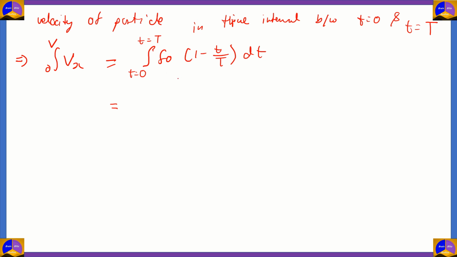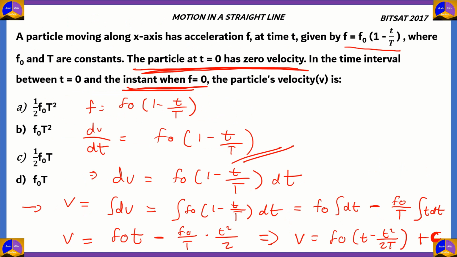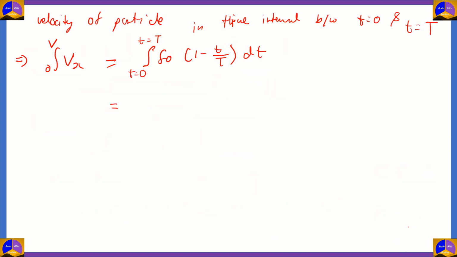Now what we can do is, since we've already integrated this equation and we got f naught times t minus t squared by 2T, we are going to substitute the integral with f naught times t minus t squared by 2T inside a bracket whose lower limit is t equals 0 and whose upper limit is t equals capital T, the constant.